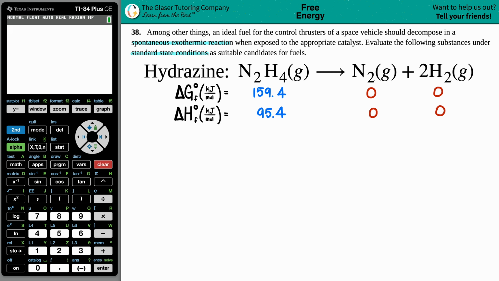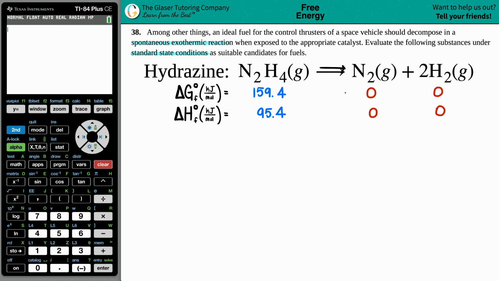Okay, so the question is, we have hydrazine, right? And hydrazine, which is N2H4 gas, will decompose. It breaks down into its two elemental substances, nitrogen gas, N2(g), and hydrogen gas, H2(g). The question is, can we use hydrazine as an appropriate fuel for these control thrusters in a space vehicle?